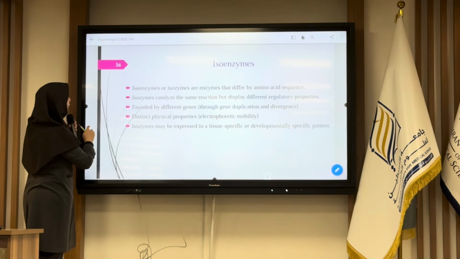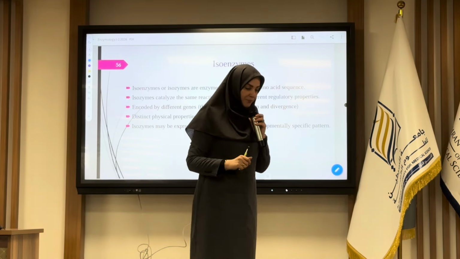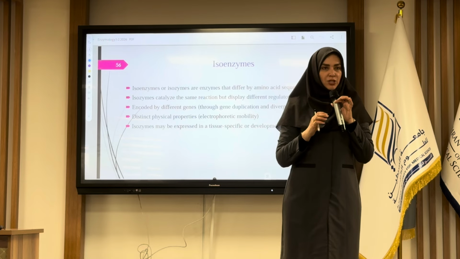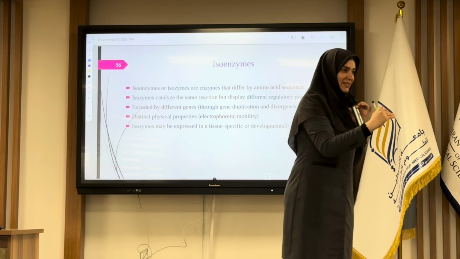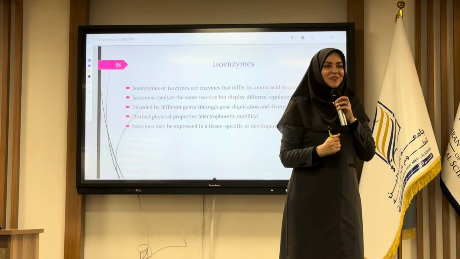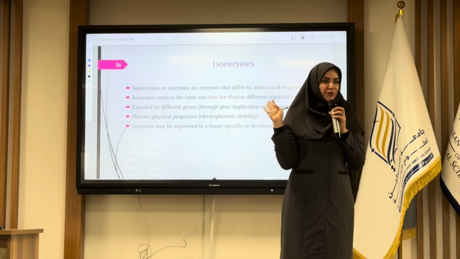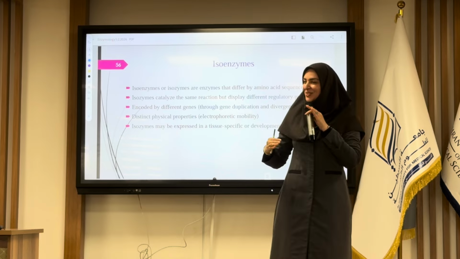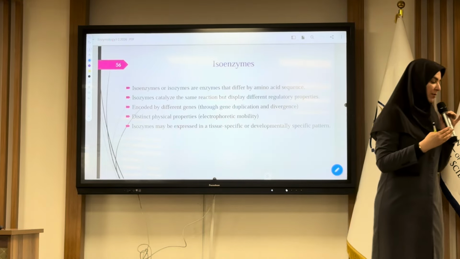What about the multiple forms of enzyme? As a physician, maybe I cannot describe it in detail, because, as I mentioned, inshallah, for the next semester, if I am alive, I will describe this form of the enzyme in one session. I require at least 2 hours to explain the isoenzyme and the role of this molecule.